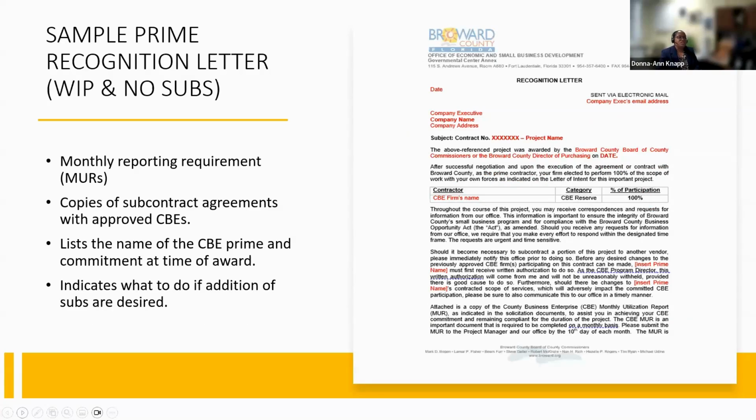This is a sample recognition letter. In this case, you'll see in the top left header, it says this one has WIP, which is the Workforce Investment Program. And this sample is intended to represent a Prime that's self-performing the entire contract. You'll see the layout is very similar to the first Prime letter that we shared with you. In this instance, however, it's a CBE reserve, which is a 100% goal that's awarded to a CBE Prime. So they're doing 100% of the services. If you look at the little table, it'll show 100%, and it'll be the Prime's name that appears there.